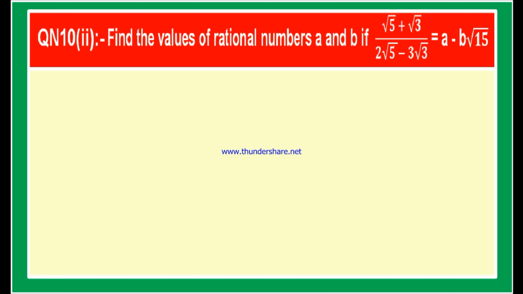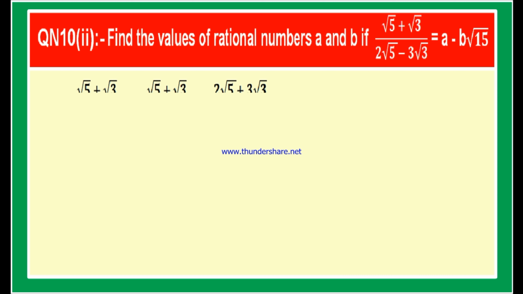Again, it is in the same model. If you observe the given question, we can find both numerator and denominator are irrational numbers. Whereas if you look at this RHS, it is a minus b root 15 divided by 1. Therefore, here in this case we have an irrational number in the denominator, whereas there is a rational number in the denominator of this RHS. Therefore, let us consider this fraction root 5 plus root 3 by 2 root 5 minus 3 root 3 and let us rationalize the denominator. Dear students, look at the solution now.